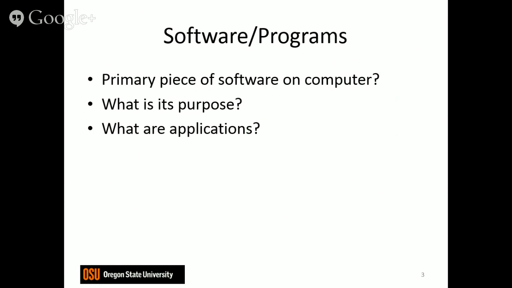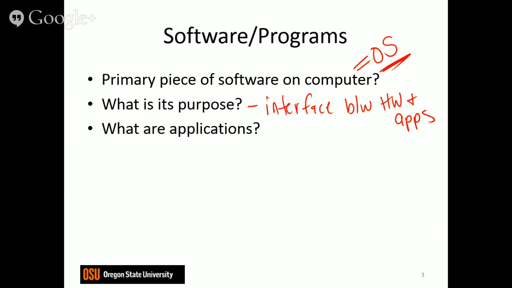And we do have a primary piece of software that lives on our computer. And what is that called? That is our operating system. And what's the purpose of our operating system? That's right, it is our interface between hardware and apps or applications. And what are applications? Applications are programs that sit on top of the OS, right?